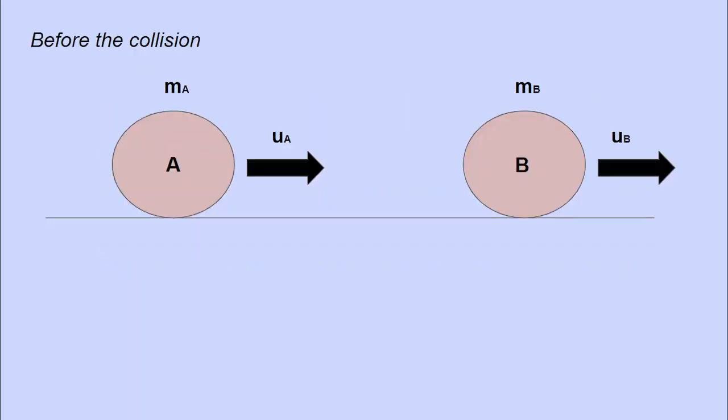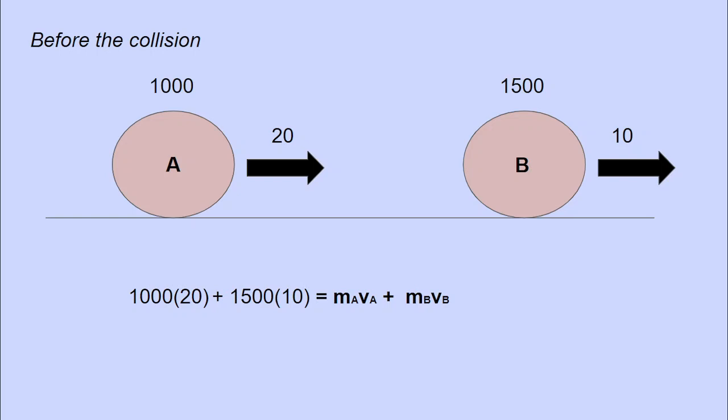Before the collision, we have this scenario. Here we have the value of the mass of A, 1,000, the value of the mass of B, 1,500, the initial velocity of A, 20, and the initial velocity of B, 10. We substitute these values into the left-hand side of the equation, giving us 1,000 times 20 plus 1,500 times 10.